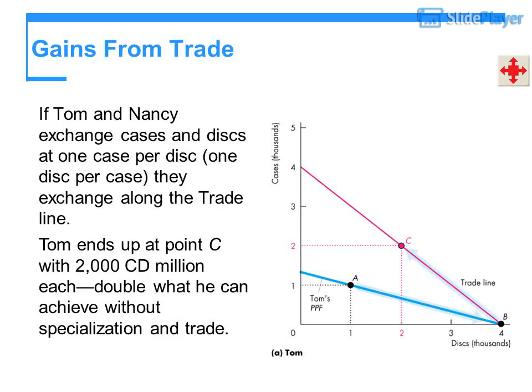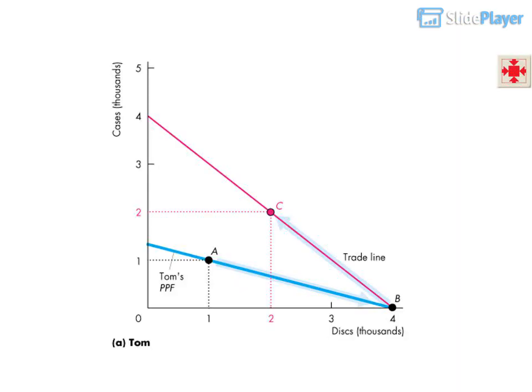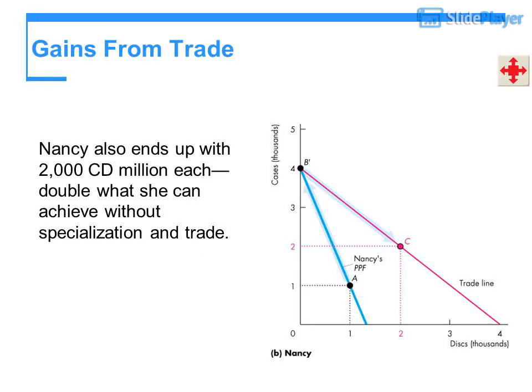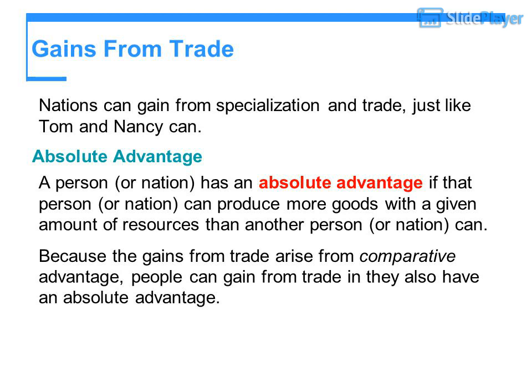Gains from trade. If Tom and Nancy exchange cases and discs at 1 case per disc, 1 disc per case, they exchange along the trade line. Tom ends up at point C with 2,000 of each, double what he can achieve without specialization and trade. Nancy also ends up with 2,000 of each, double what she can achieve without specialization and trade. Nations can gain from specialization and trade, just like Tom and Nancy can.